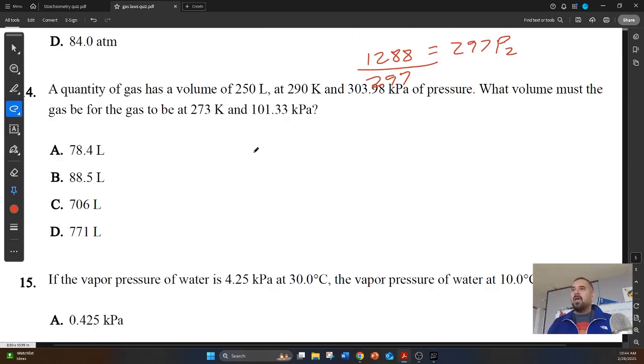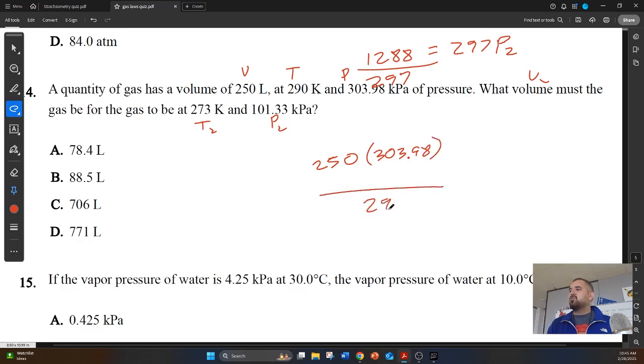Next-to-last question. A quantity of gas has a volume of 250 liters. So there's our volume, temperature, pressure. What must the volume for the gas be at, here's our T2, here's our P2, and we're solving for V2. So this is a combined gas law, and we know that because it gives us 5 pieces of information asking for a 6th. So 250 times 303.98 divided by 290 is equal to 101.33 times V2 divided by 273.